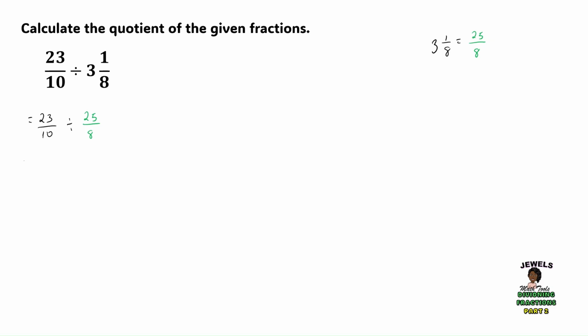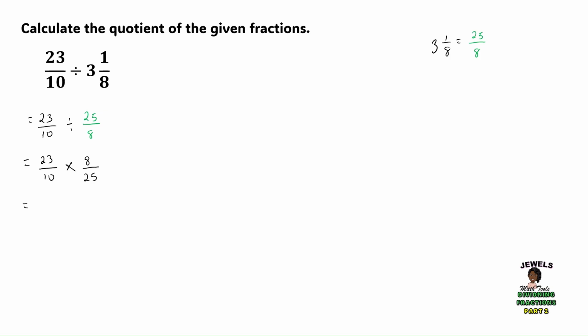Remember that our rule tells us that we're going to keep the first fraction the same, change our sign of division to multiplication, and then we're going to take the reciprocal, or flip our second fraction, where our denominator of 8 goes to the numerator, and our numerator of 25 will move to our denominator. So now that we have taken care of that step, we're now going to simplify our fractions.